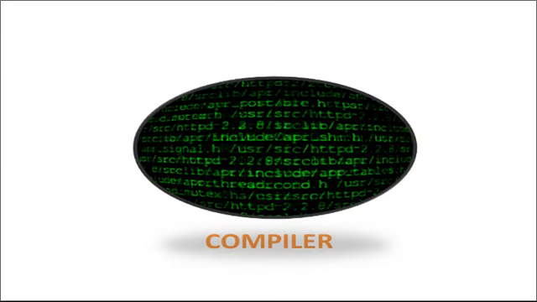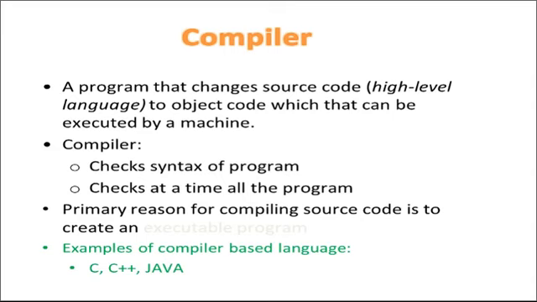The second type of software which is used is called a compiler. A compiler is a program that is used to convert high-level language programs into machine language. The high-level languages are nothing but C, C++, Java, etc. The compiler is also used for checking the syntax of a program. It checks all the program at a time and then converts that program into object code. The primary reason for compiling the source code is to create an executable program.